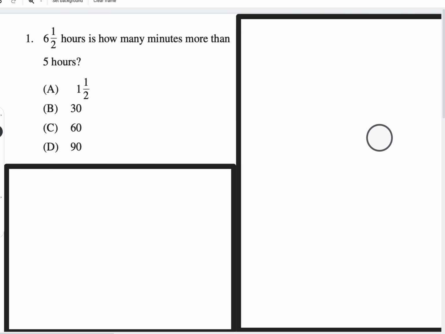Let's take a look here at number 1. 6.5 hours is how many minutes more than 5 hours? Here we'll notice our English will need to translate over to math. Here we can translate how many more as meaning to subtract. So let's subtract 5 hours from 6.5 hours as we are finding the difference between the two.